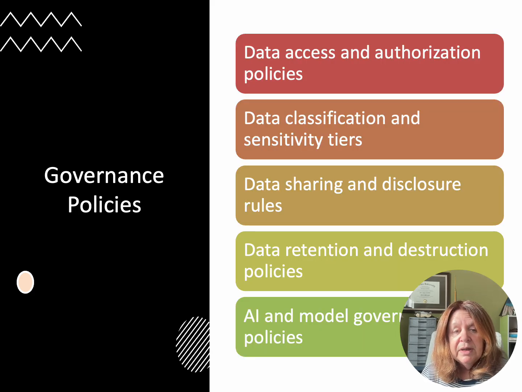So different governance policies. Again, this is something that is typical, but maybe slightly different in different organizations. Data access and authorization policies, data classification and sensitivity tiers. So for example, classifying data, whether it is publicly available, is it proprietary to the organization, or is it sensitive, meaning it has protected health information and or personally identifiable information.